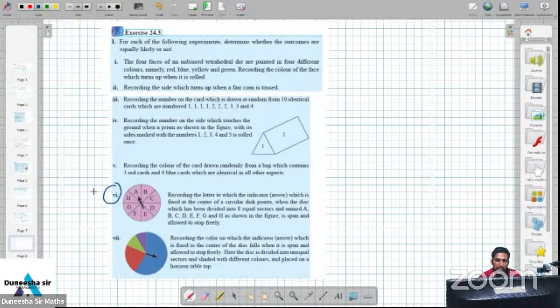Recording the letter to which the indicator arrow, which is fixed at the center of a circular disk, points. The disk has been divided into 8 equal sectors named A, B, C, D, E, F, G, H as shown in the figure, and is spun and allowed to stop freely. What are the sectors, are they equally likely or not? Can you read?